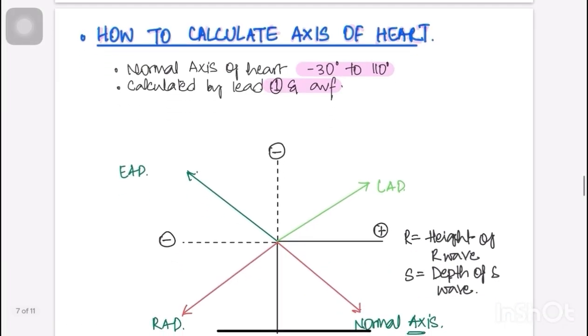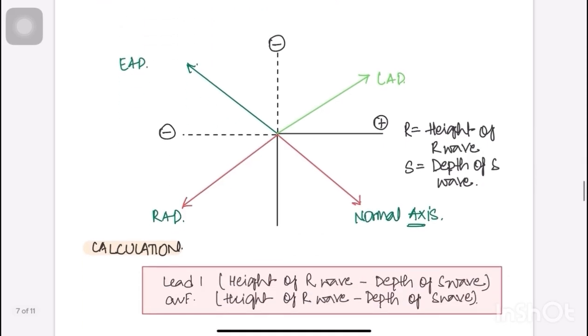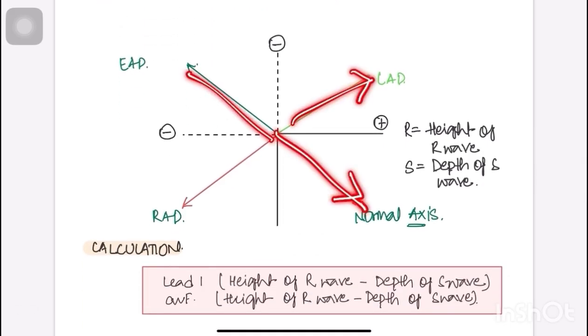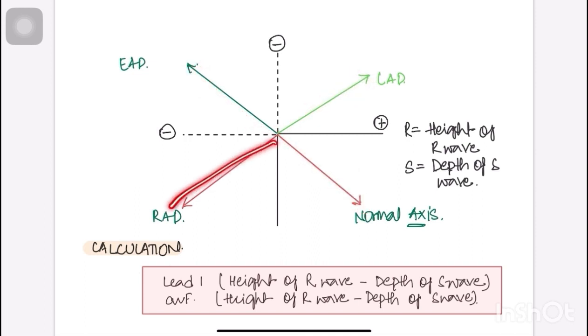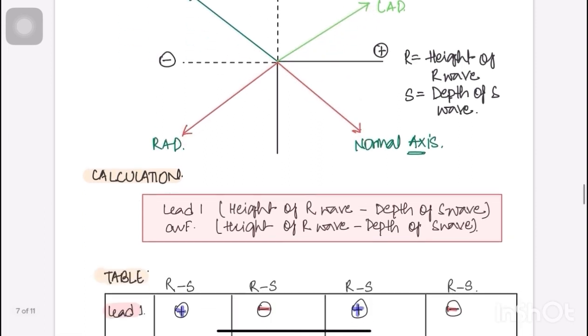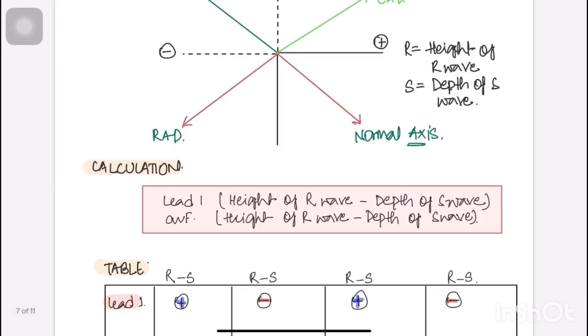So now let's see how to calculate the axis of the heart. The normal axis of the heart is minus 30 to 110 degrees. It is calculated by lead 1 and AVF. For rhythm and rate we use the rhythm strip, but for axis we use lead 1 and AVF. So this is your normal axis, this is left axis deviation, this is extreme axis deviation, and this is right axis deviation. The calculation is done using this formula.